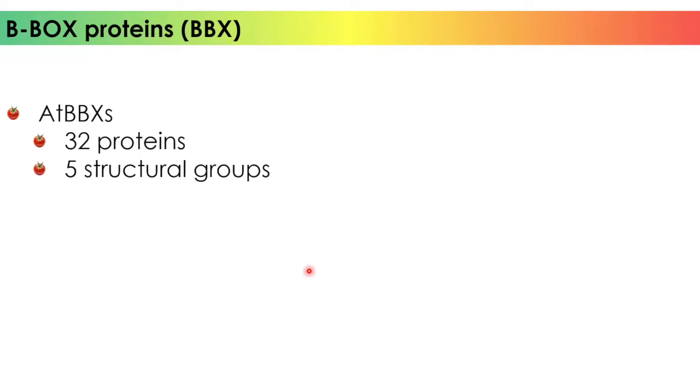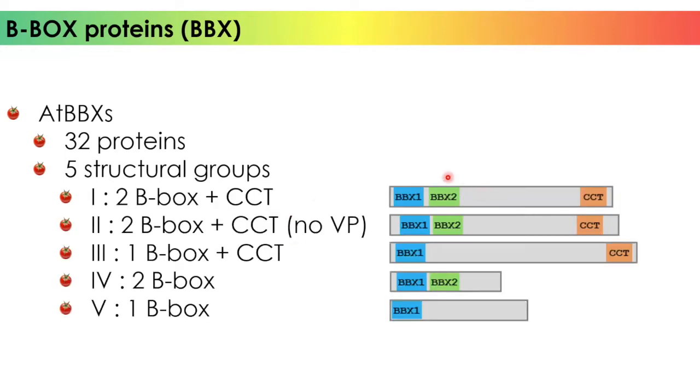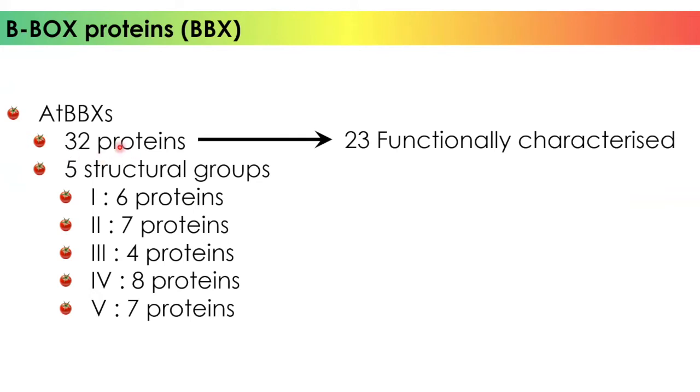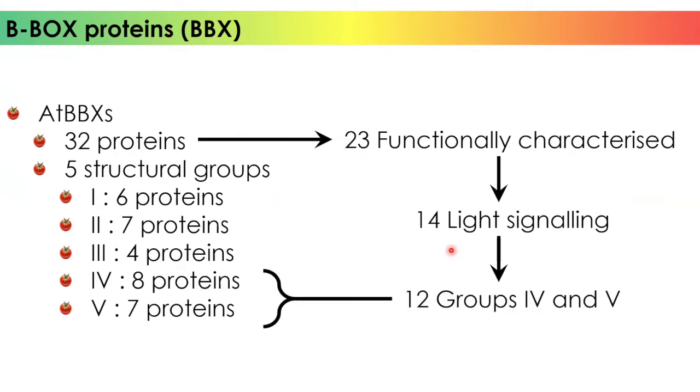If we look in the Arabidopsis genome, we may find 32 BBX proteins encoded by it. They are divided in 5 structural groups that differ in relation to the number of BBX domains as well as the presence or absence of the CCT domain. From those 32 proteins, 23 up to date are functionally characterized. Of those, 14 are involved in light signaling. Interestingly, 12 of these are from group 4 and 5.